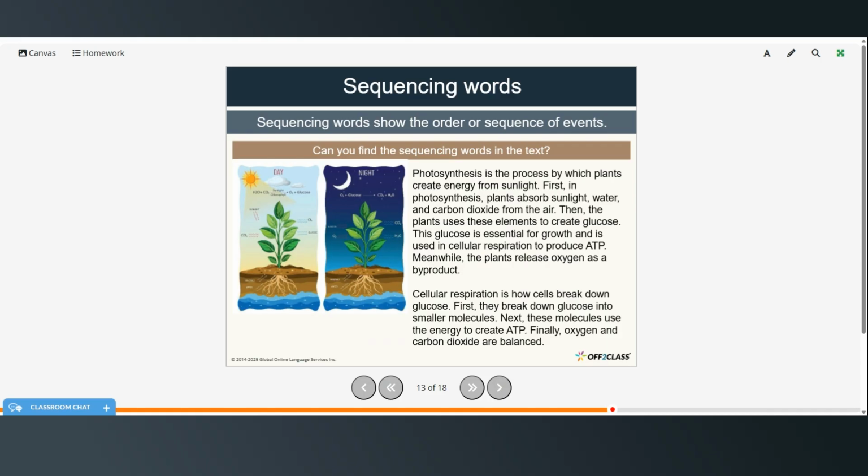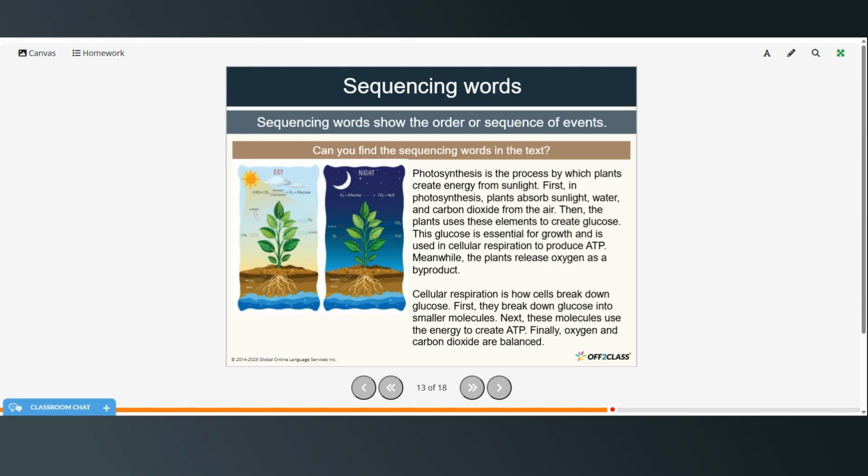So sequencing words show the order or sequence of events. We're going to read this and then I'll ask you to find the sequencing words in the text. Photosynthesis is the process by which plants create energy from sunlight. First, in photosynthesis, plants absorb sunlight, water, and carbon dioxide from the air. Then the plant uses these elements to create glucose. This glucose is essential for growth and is used in cellular respiration to produce ATP. Meanwhile, the plants release oxygen as a byproduct.